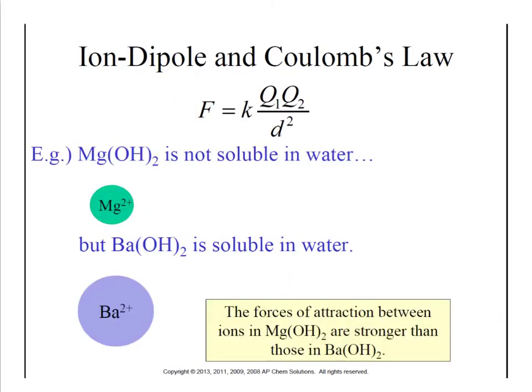So if you're thinking magnesium hydroxide versus barium hydroxide, magnesium atoms are going to be a lot smaller than barium are because of that extra row of electrons. And so as a result, our distance is going to be less in this case, which means our force is going to go up. Water is not able to break apart that force, and so magnesium hydroxide as a result is not soluble in water. Barium hydroxide, on the other hand, since the ions are much larger, you're going to have a lower force, and so water is able to break that apart.